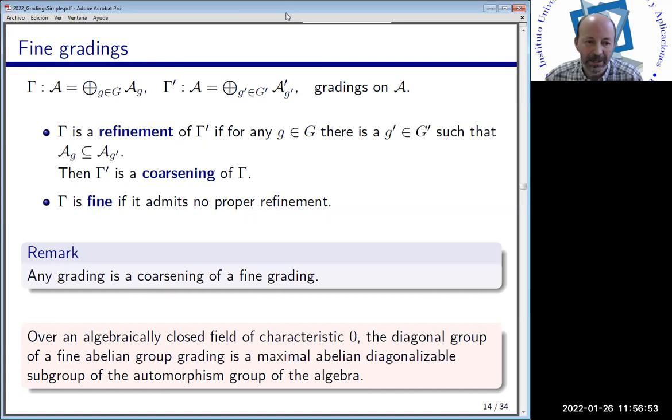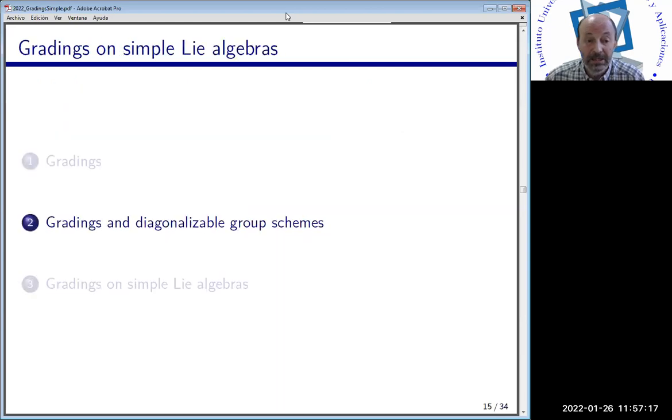But in order to deal with fields of prime characteristic or non-algebraically closed fields in characteristic 0, the study of maximal abelian diagonalizable subgroups of the automorphism group is not enough, and we must go to automorphism group schemes. Okay, so that's the next point.